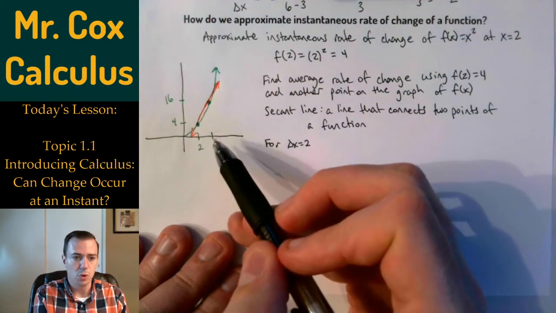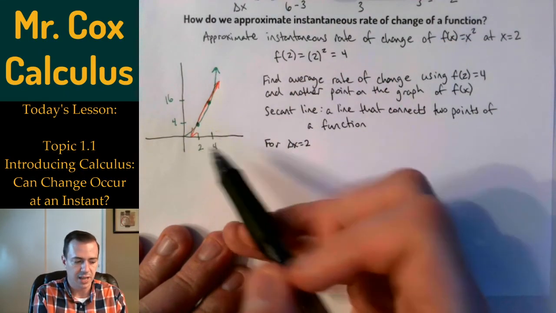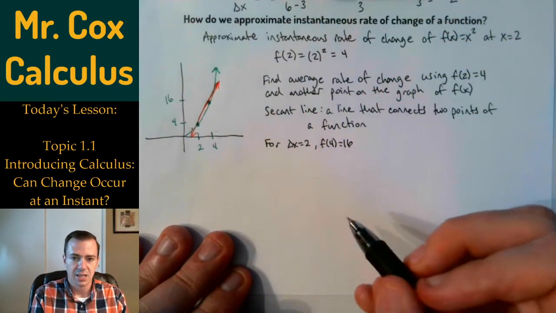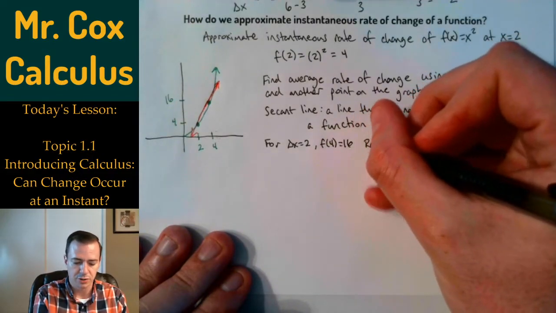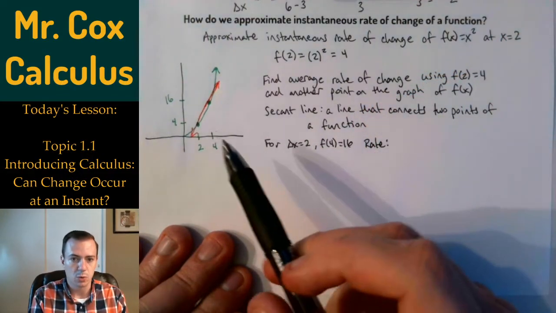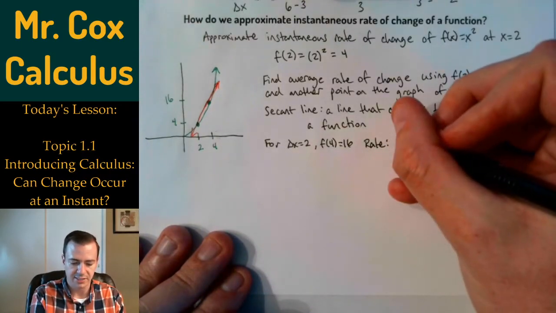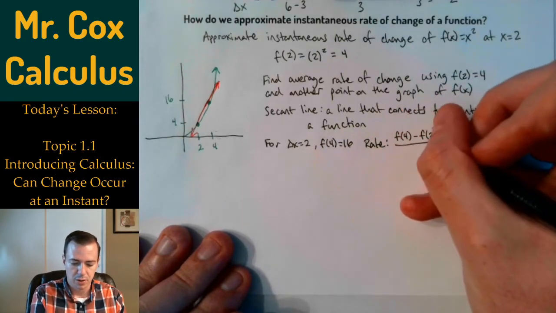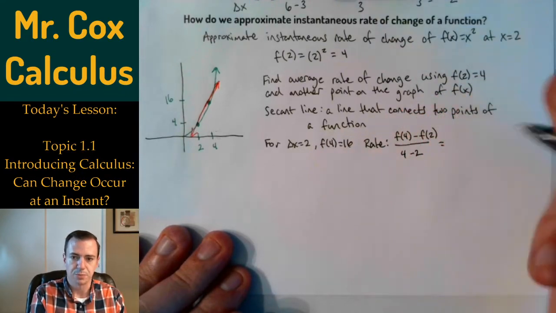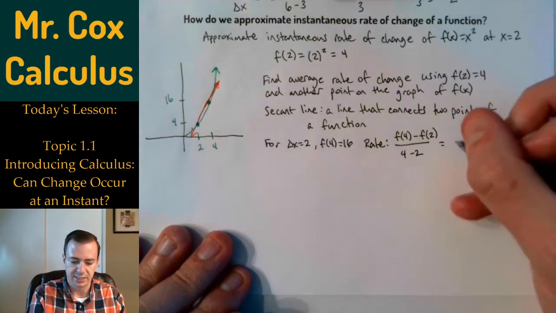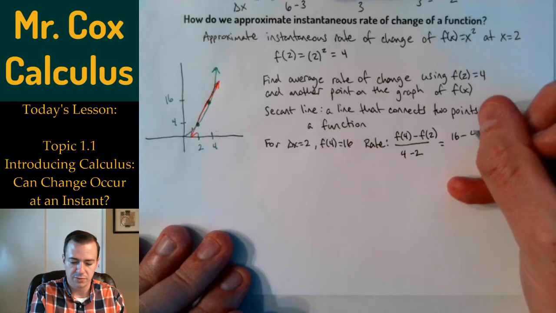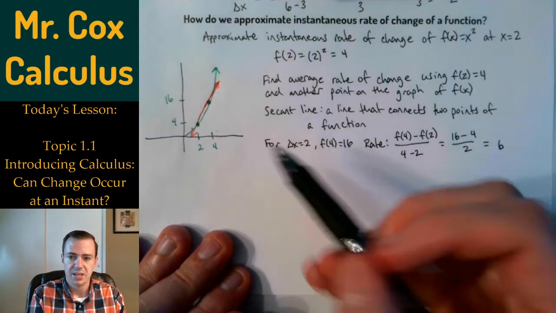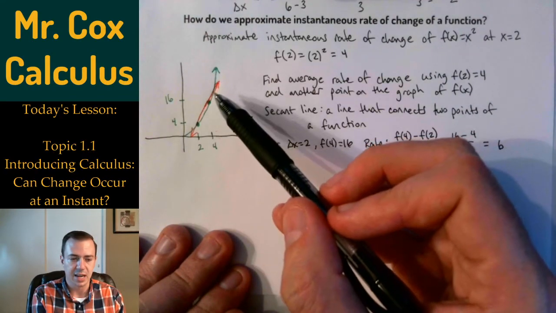Because I've moved 2 away from 2 to go down to 4. So for delta x equals 2, I already know that f of 4 is equal to 16. And so if I want to find the rate of change, very similarly to what I did in the previous video, I can say that's going to be f of 4 minus f of 2 over 4 minus 2. Well, f of 4 we already know is 16. f of 2 is 4, so that's 12 divided by 2, which is 6. So the rate of change, or the slope of this secant line, is 6.